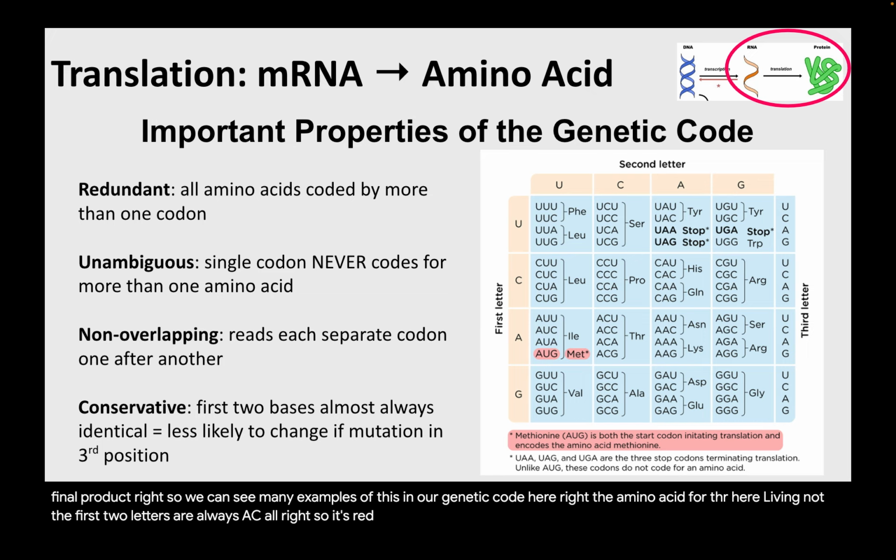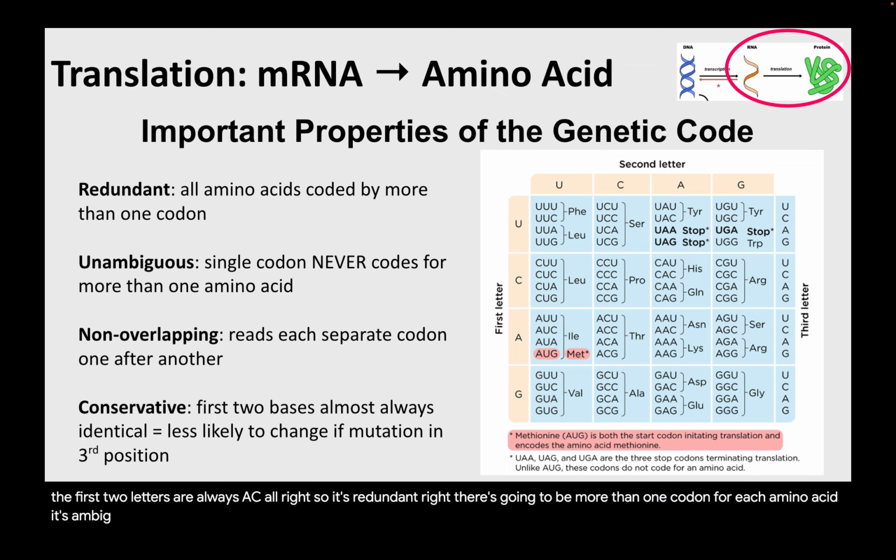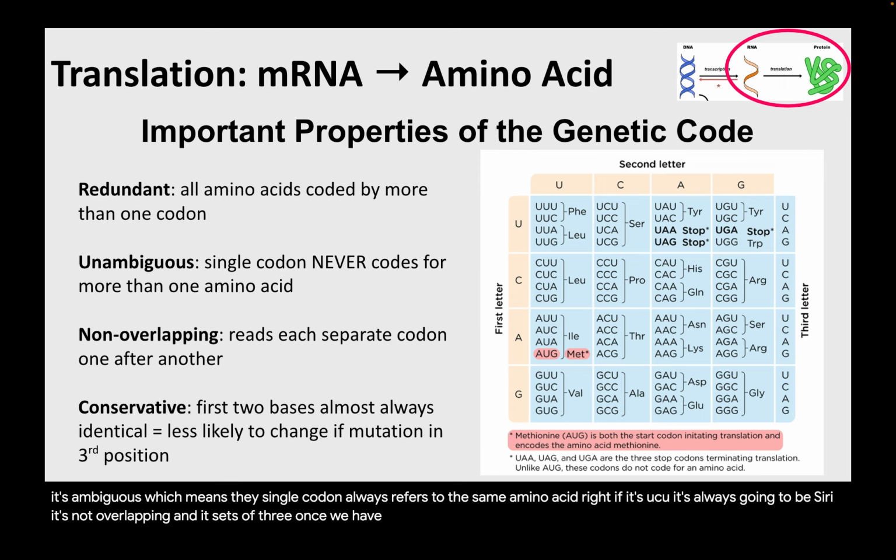Right, so it's redundant, right? There's going to be more than one codon for each amino acid. It's unambiguous, which means a single codon always refers to the same amino acid. If it's UCU, it's always going to be serine. It's non-overlapping, so we're reading it in sets of 3. Once we have read a letter, we're not using that letter in another codon. And it's conservative. We're keeping those first two bases the same in many of the examples in our genetic code.